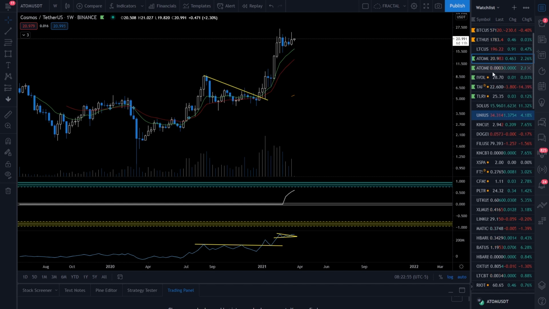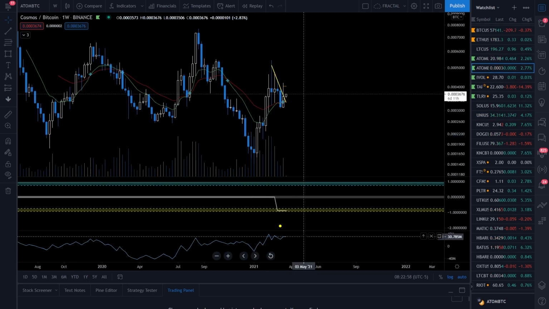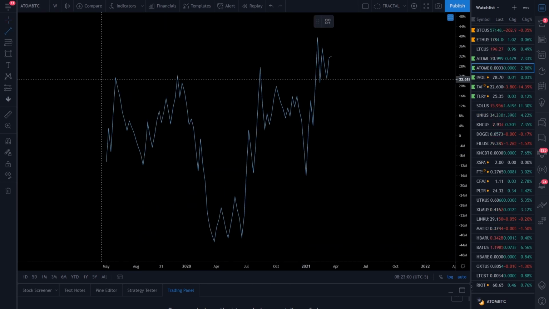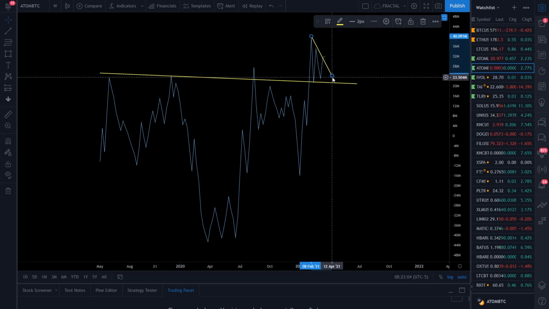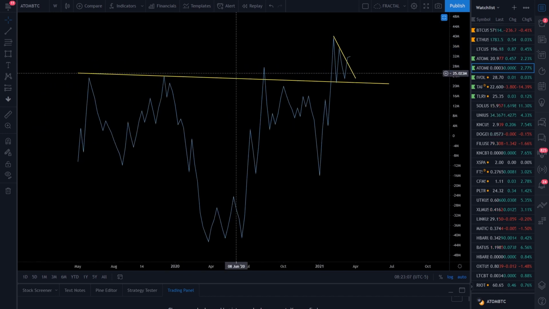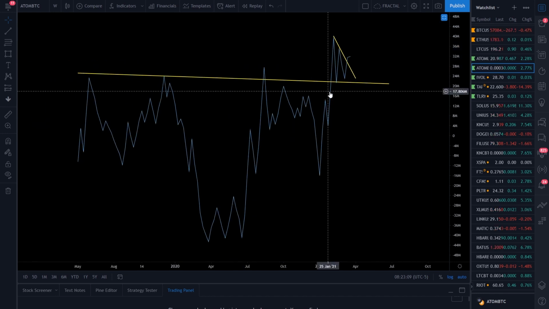And not only that, on the BTC pairing as well, we have a very similar view here. We have an all-time high breakout, and we have a consolidation breakout above my all-time high. So again, immediately added both of these to my watch list.